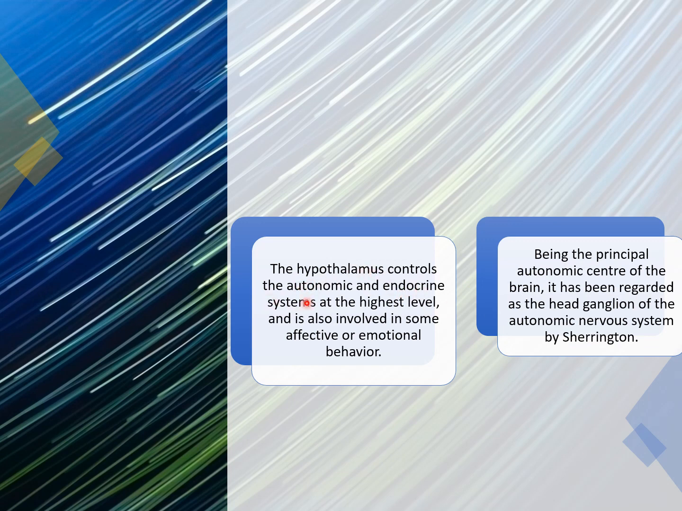Hypothalamus controls the autonomic and endocrine system at the highest level, and so it is involved in some affective or emotional behavior. Being the principal autonomic center of the brain, it has been regarded as head ganglion of the autonomic nervous system by Sherrington. So hypothalamus plays a very important role in functions of autonomic nervous system, so it is known as head ganglion of autonomic nervous system by scientist Sherrington.